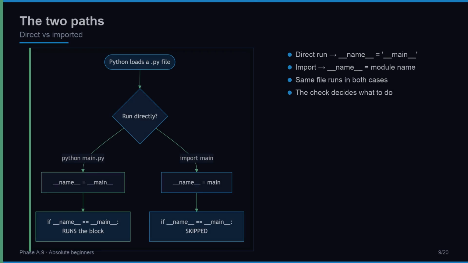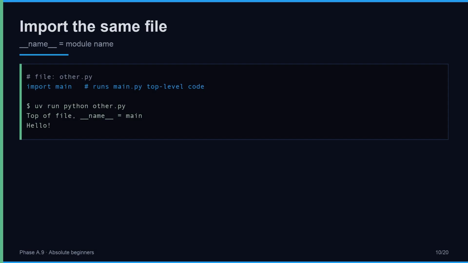Run directly. Here is the picture. When you run python main.py, Python sets name to __main__ and runs every top-level line in the file. When you import main from another file, Python sets name to the module's name, main, and runs every top-level line again, but now the name variable is different. The if name equals main check lets the file ask, was I run directly? If yes, do the script work. If no, just sit quietly and let the importer use my functions. Two paths, one file.